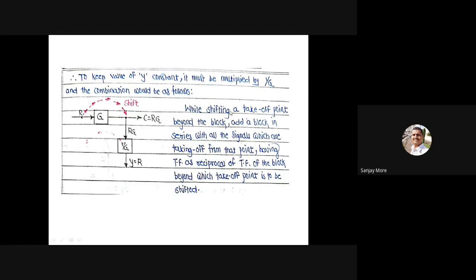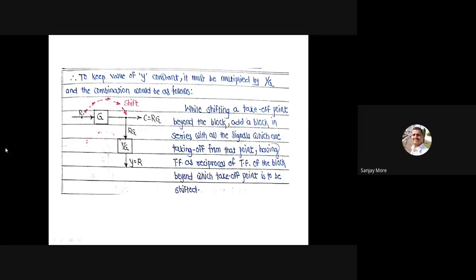While shifting a takeoff point beyond the block, add a block in series with all the signals which are taking off from that point, having transfer function as the reciprocal, reciprocal means 1 divided by G, of the transfer function of the block beyond which the takeoff point is to be shifted.